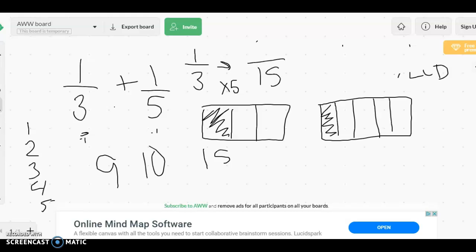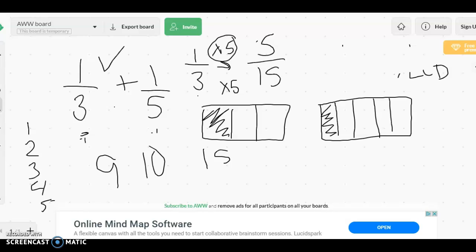What number am I going to multiply the 1 by? So I hope right now in the back of your head you're hearing my little voice always telling you whatever you do to the bottom, you do to the top. Good. So if I multiplied 3 by 5, I'm going to multiply this 1 also by 5. So I end up with 5 over 15, which is equal to 1 over 3. But now we're on our way to making these denominators the same so we can add them. That's our goal here.